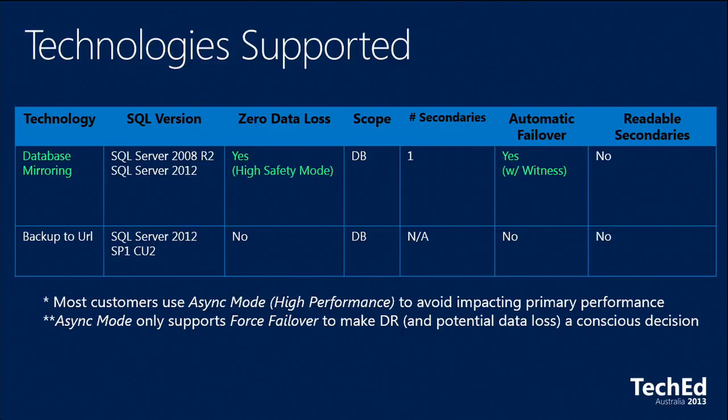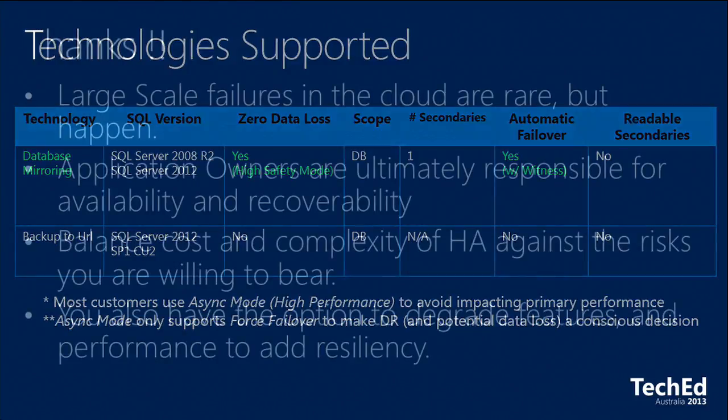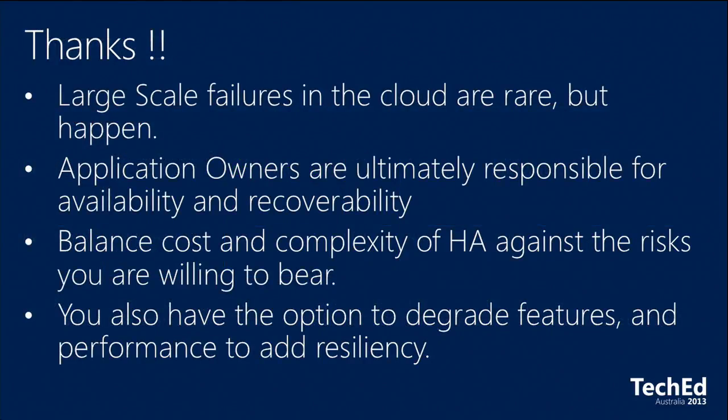The other option you've got is backup to URL, which isn't really a high availability scenario. It's a DR scenario. Backup to URL is your standard backup and restore, but we're introducing this thing called backup to URL, which will allow you to essentially point your backups, instead of at a file share, directly at Azure Blob Storage, right? Which is kind of cool when we look at some of the hybrid scenarios. And so that's pretty much it.